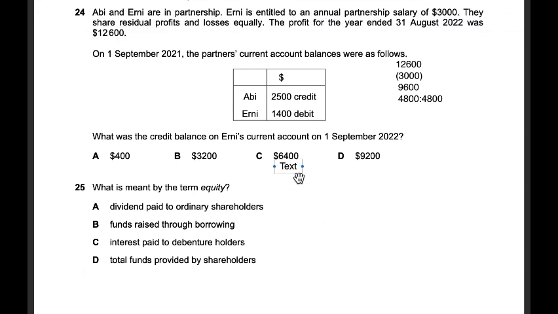Now, since we had a debit balance on Ernie's, we keep it minus 1,400 plus the partnership salary that he or she receives, and also plus the $4,800 of profit for the year. This gives us 7,800 minus 1,400, that is $6,400. That is option C.